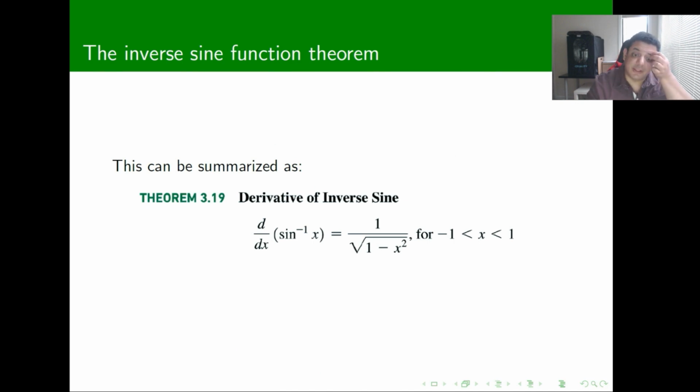minus x squared. Notice this is a function of x, but the procedure came from doing an implicit derivative. So we can establish as a theorem that the derivative of sine to the minus 1 of x, or the arcsine, remember that this is arcsine, is 1 over the square root of 1 minus x squared for x between minus 1 and 1.